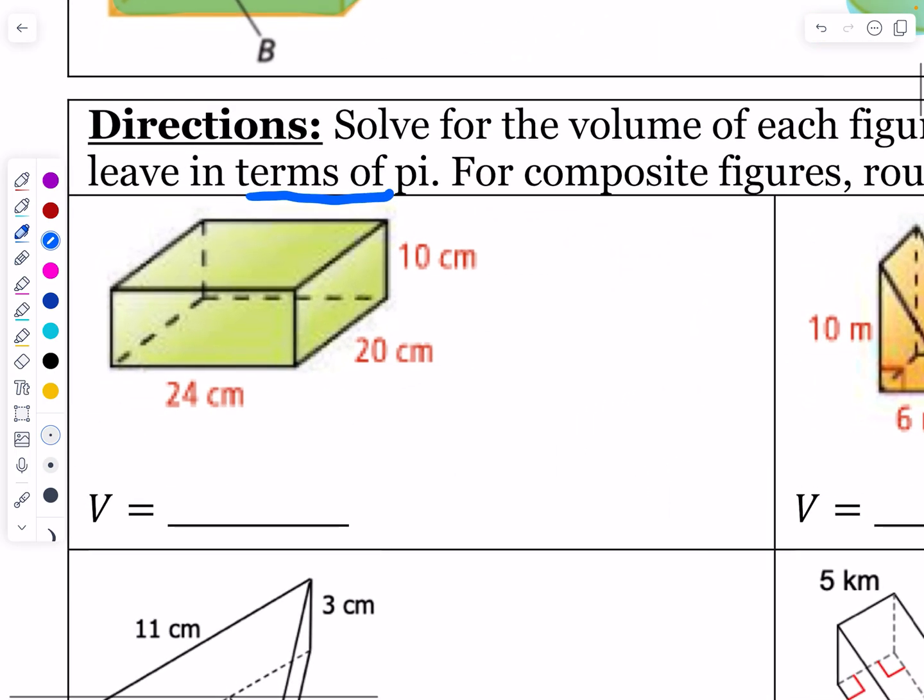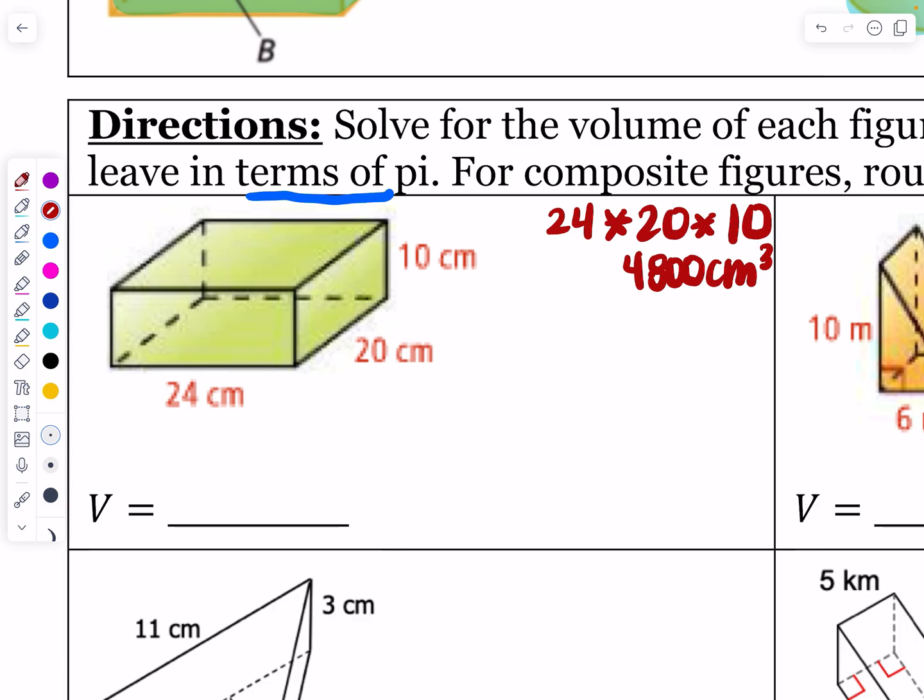Okay, so if you were in middle school, you would have looked at this picture and you would have said, okay, it's length times width times height. So you would have said 24 centimeters times 20 centimeters times 10 centimeters. And when you do that, you would get 4,800. And in middle school, y'all did the units as well. You said centimeters cubed, and that is absolutely accurate, and nothing is changing from that. We just need a formula that works for all prisms, not just rectangular and square prisms.